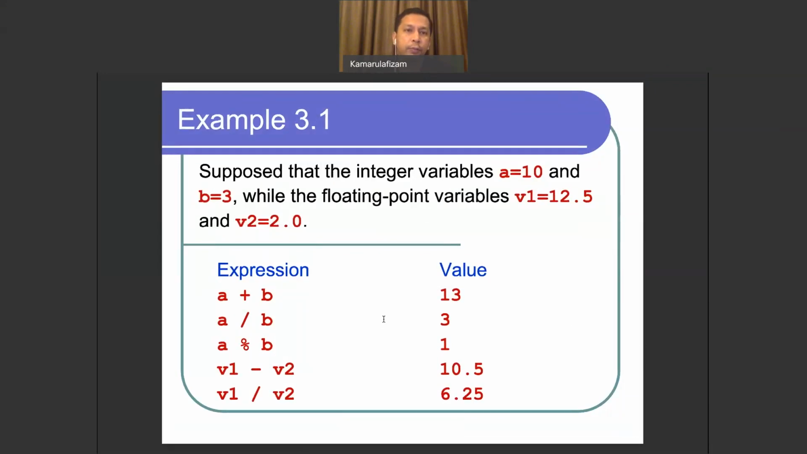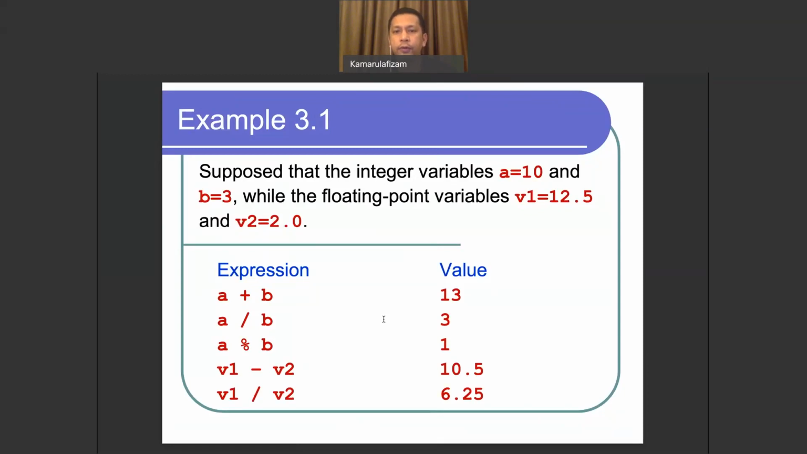Suppose example 3.1. Suppose that integer variables a equal to 10 and b equal to 3, while the floating point variables v1 equal to 12.5 and v2 equal to 2.0. Let's evaluate this expression. a plus b, so a is 10, b is 3, so we will have the final value of 13. a divided by b will have 3.